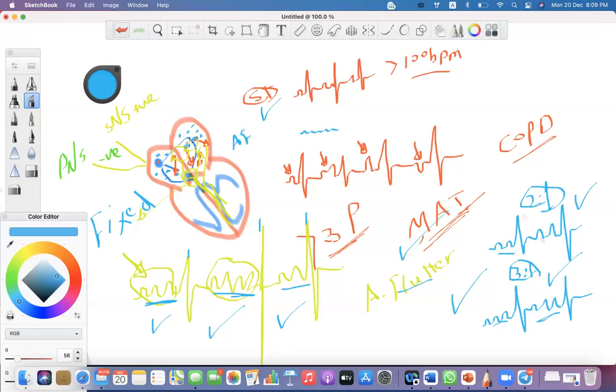Atrial fibrillation is due to the presence of hundreds of electrical foci in the atrium, which make the atrium fibrillate and be unable to contract. So you will see absence of P waves, just the presence of fibrillatory waves and variable conduction of QRS complexes between the fibrillatory waves. So atrial fibrillation is characterized by absence of P waves and irregular intervals between each QRS complex. This is called atrial fibrillation.